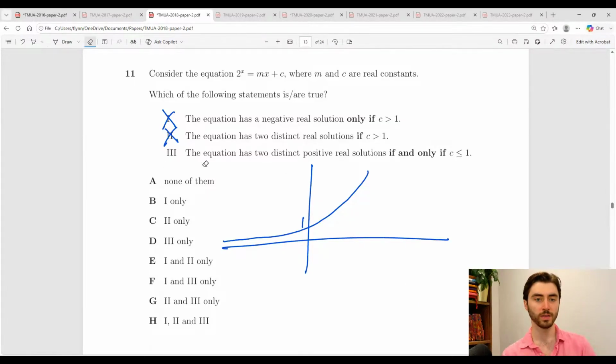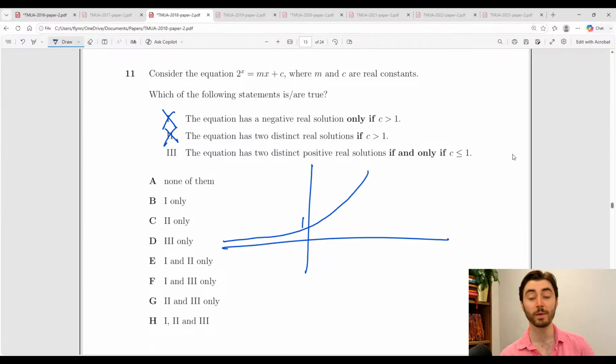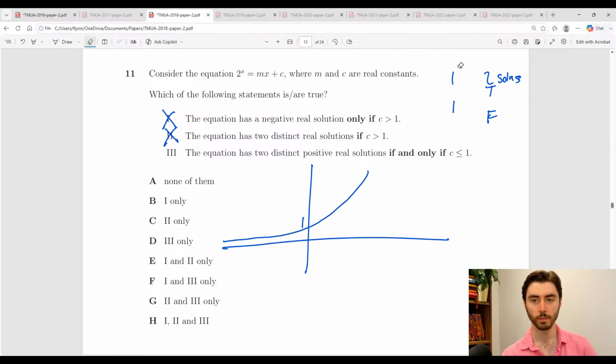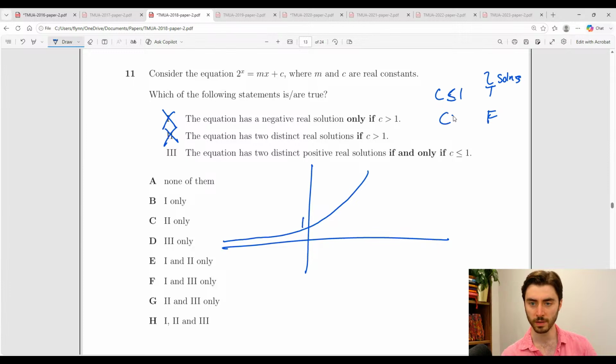And then for 3, the equation has 2 distinct positive real solutions if and only if C is bigger than 1. That one I can't see intuitively, so that one I am actually going to explore with the mapping. So C is less than or equal to 1, C is bigger than 1. 2 solutions, true or false, right?